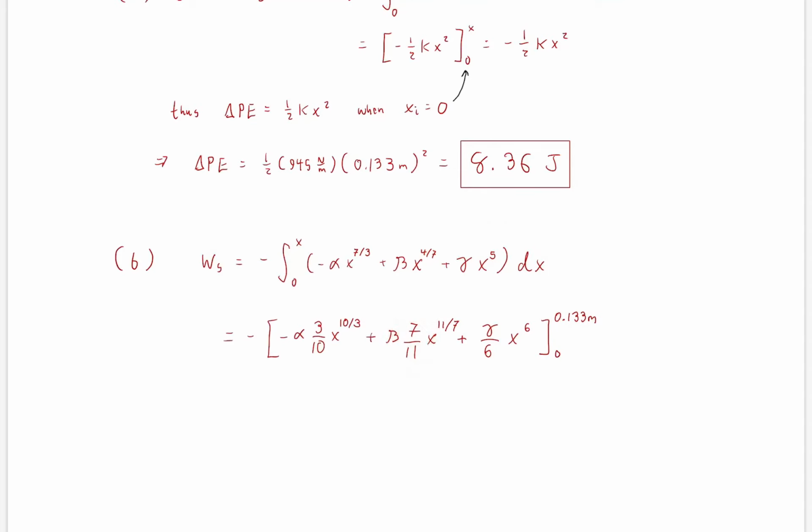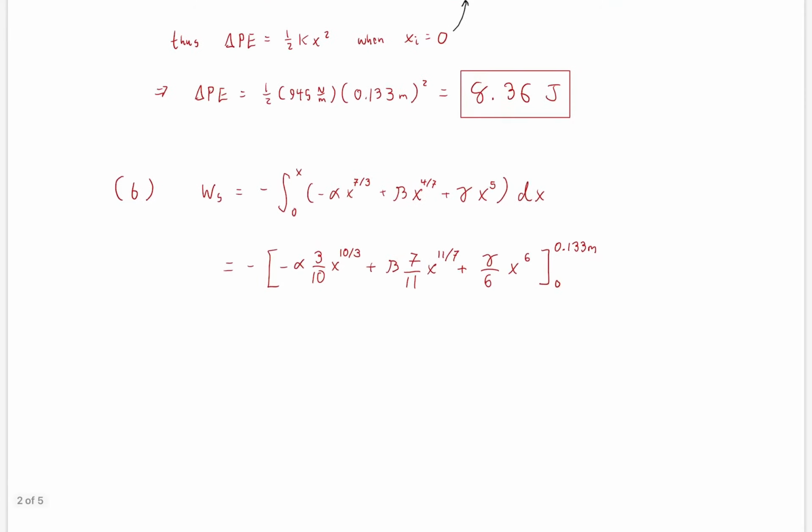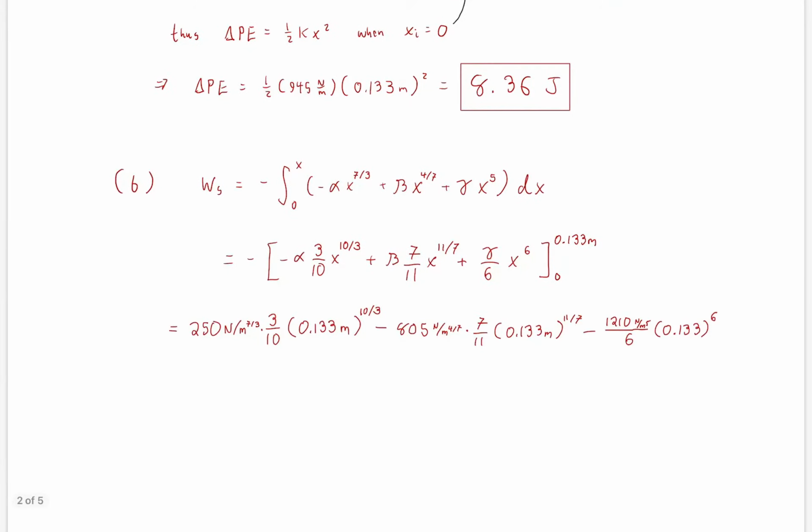And this one's really straightforward. This gets raised to the 6th power, and then I divide by 6, okay? And then at this point, the alpha, beta, and gamma are just along for the ride. We'll plug in the numbers later. And then we're evaluating from equilibrium at 0 to the extension of 13.3 centimeters. Okay? And we'll distribute in our negative, and then we'll just have all of our values.